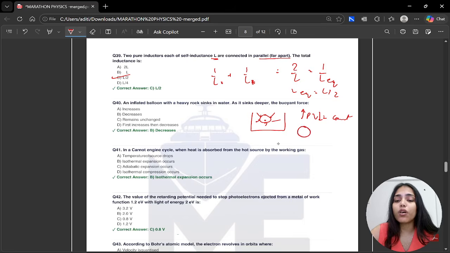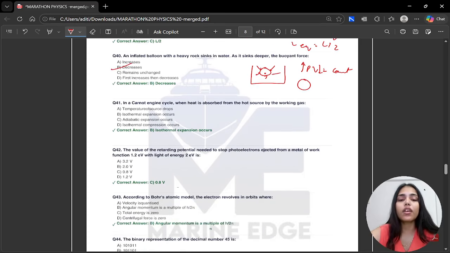So if the volume of the balloon starts decreasing, because there's gas inside the balloon, the amount of water this balloon displaces will also start decreasing, right? And buoyant force depends upon the amount of water the object is displacing. So if the displaced volume is reducing, the buoyant force will also reduce. That is why the buoyant force decreases.